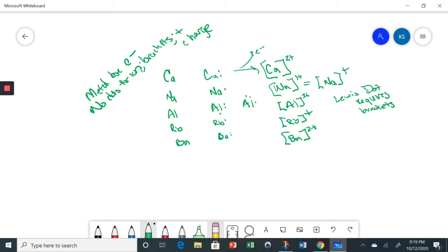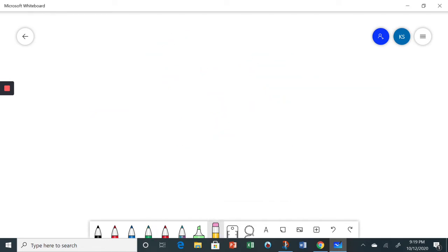Okay? So let's think about non-metals. I'm going to erase everything. So if you don't have it down, pause it. Let's look at non-metals. So in non-metals, we always gain the electrons to get to 8. So you gain enough electrons to make 8 dots.